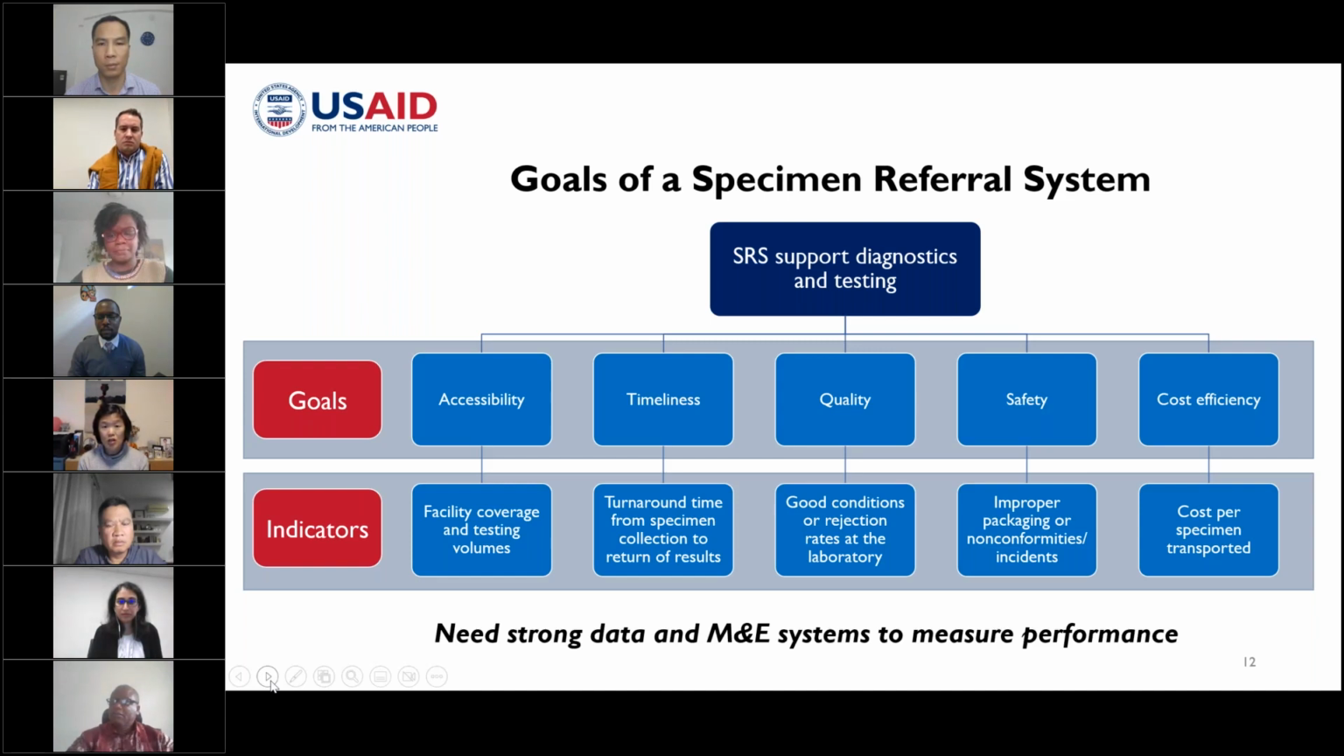Also, there is a separate goal around safety, around biosafety, around biosecurity. And this is usually maintained and therefore measured by how well the specimen is packaged, and if there are any incidents along the way that might compromise biosafety or biosecurity. And then finally, also importantly, is around cost efficiency. So we can meet all of these other goals, but are we doing it in a cost efficient way? And usually we look at the cost per specimen transported to measure cost efficiency. Next slide, please.